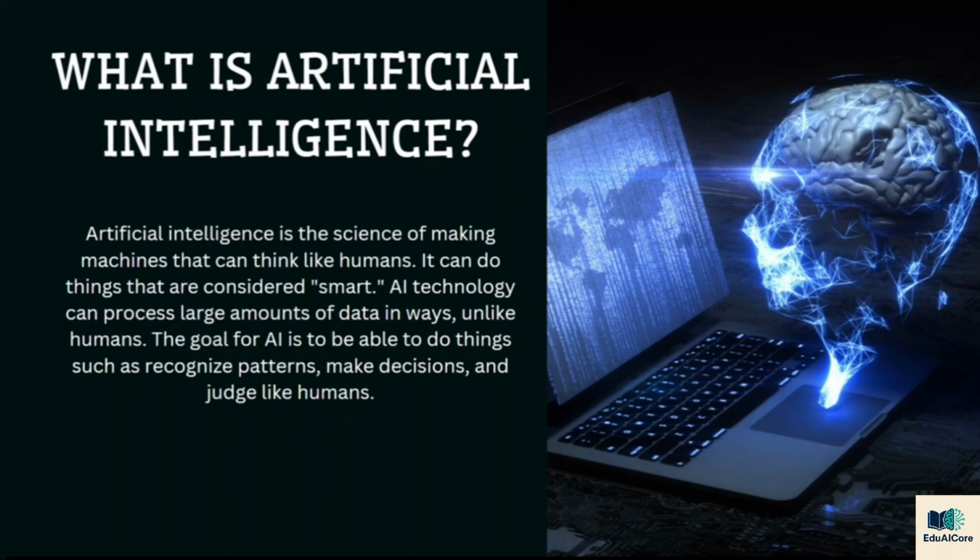The goal for artificial intelligence is to be able to recognize different kinds of patterns, to make decisions, and to have judgment like humans. Let's say you want to make a decision: you give all your pros and cons, and after that you can ask AI what you should do.